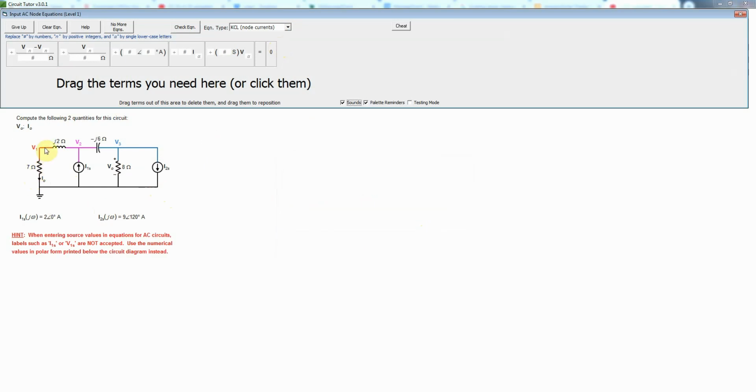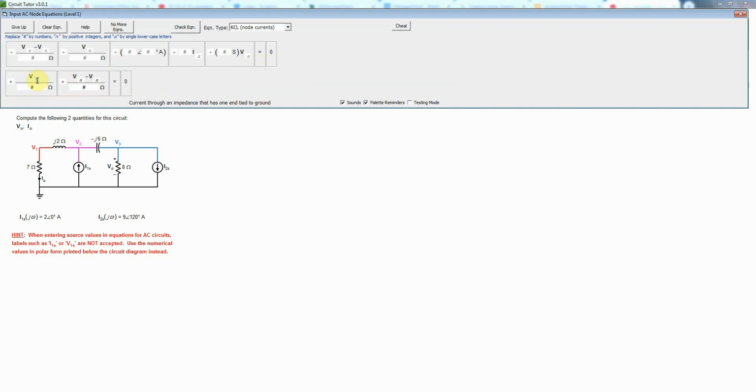So let's write an equation, for example, for node 1. And we need to sum all of the AC currents leaving node 1 to other nodes and set that equal to 0 by virtue of KCL. So we first of all need a term like this. And then for this current going from V1 to V2, we'll need this type of term. And that's the only currents exiting that node. So that would be equal to 0.